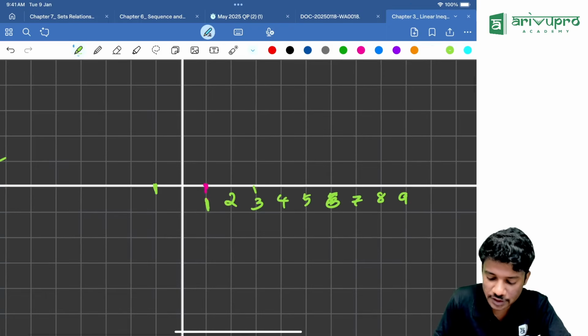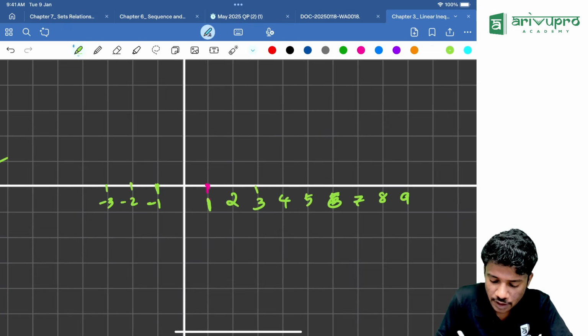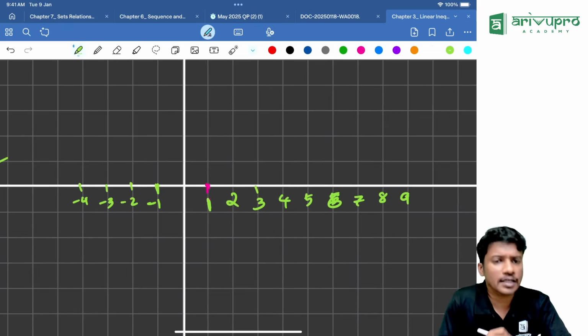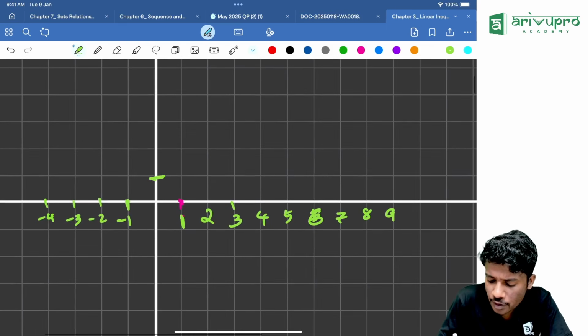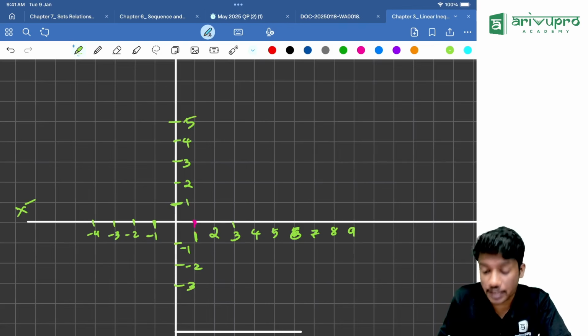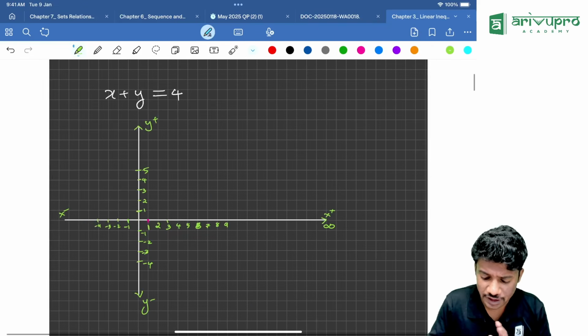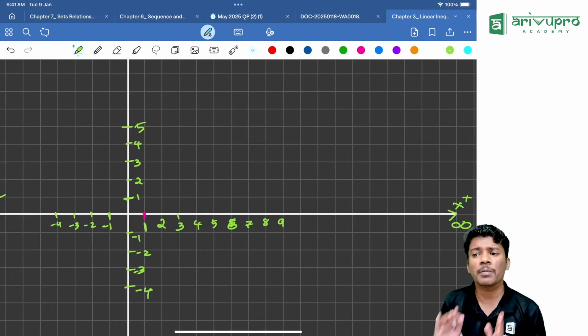Then towards this side it will be negative 1, negative 2, negative 3, negative 4, etc. up to minus infinity. Now if you look here, it will be positive 1, 2, 3, 4, then 5 is there. Similarly over here minus 1, minus 2, minus 3, then minus 4, etc. up to minus infinity. This is how a graph looks like. Correct?